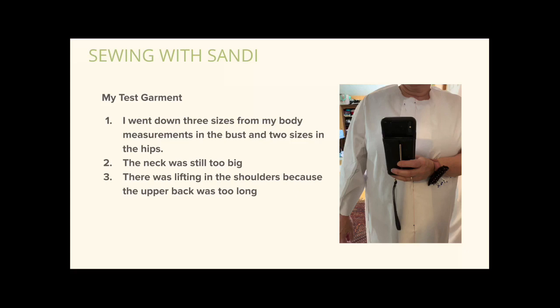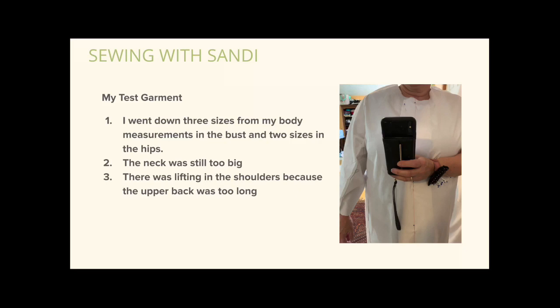So I went down 3 sizes in my bust and 2 sizes in my hips. So I cut a large in the bust and halfway between a large and an extra large in the hips to give me a little extra room. Now, the neckline on this is too big. Can you imagine if I had cut like an XXL, the thing would be hanging off of me. But you can see it's all rumply and it's standing up. There's too much shoulder fabric and there's too much fabric at the neck.